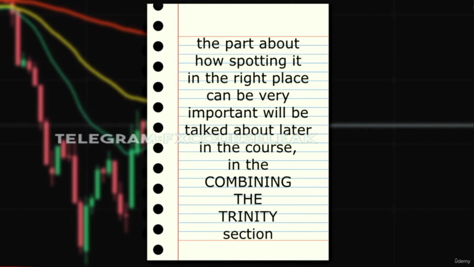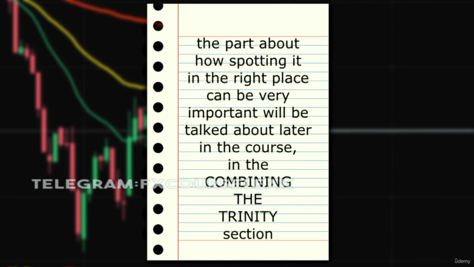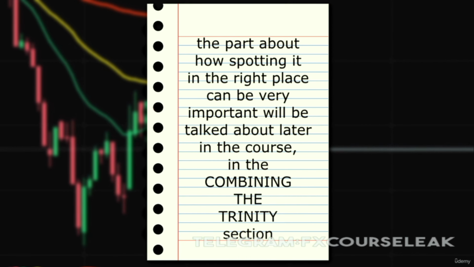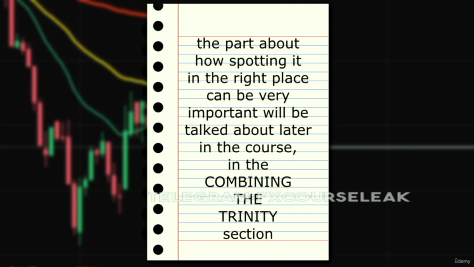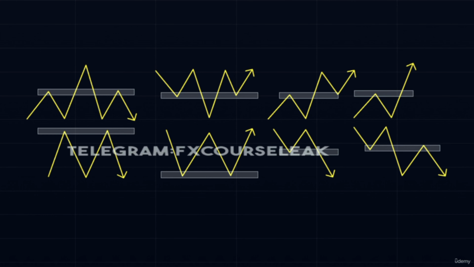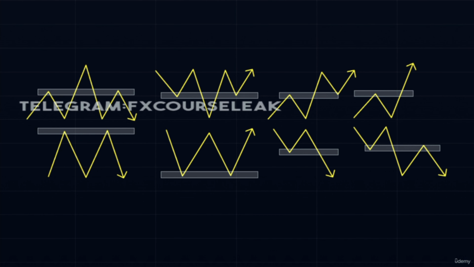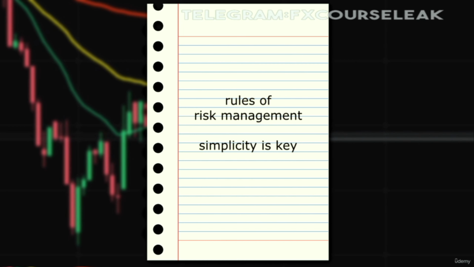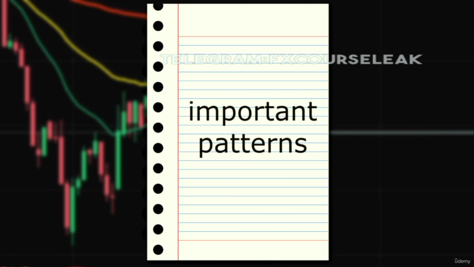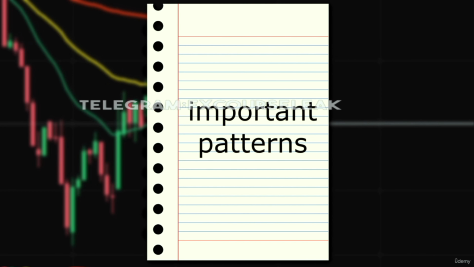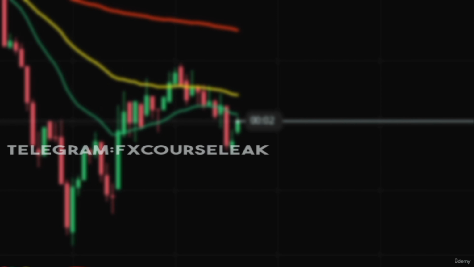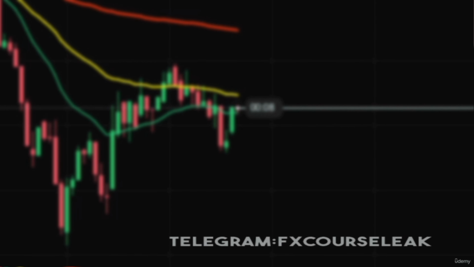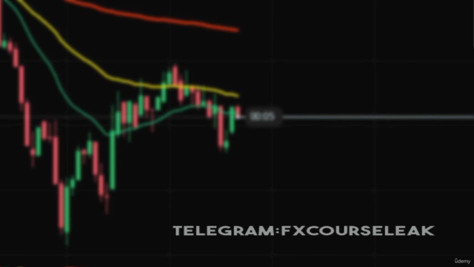The part about how spotting it in the right place can be very important will be talked about later in the course, when we're on the subject of moving averages and in the combining the Trinity chapter. Now, there are hundreds of different patterns in the market, but practically we don't really need to know about all of them, as by the rules of risk management, keeping your trading plan as simple as possible is very crucial. But there are a few important patterns we do need to know about, so when we spot them in the market, we can forecast the price better, as well as have a better foundation of confirmation for when and where to place the trades.